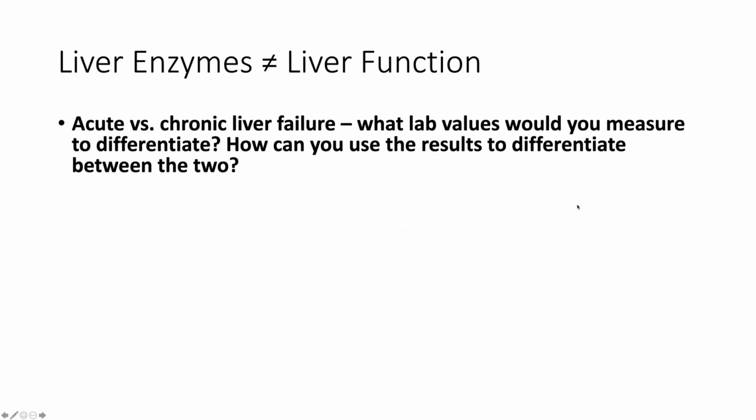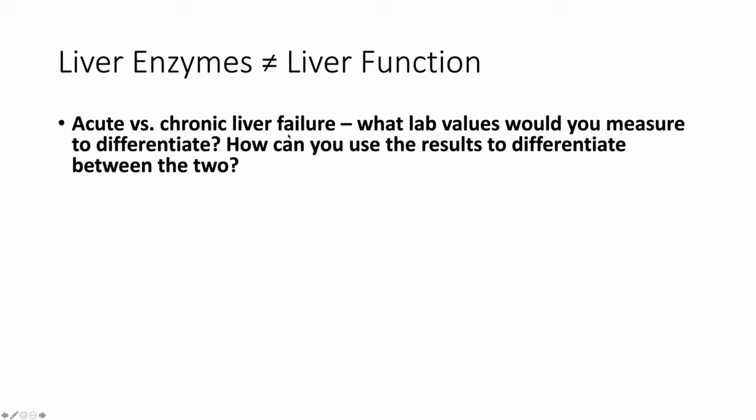Cool? All right. So Matan, acute versus chronic liver failure. What lab values would you measure to differentiate between the two, and how would you use the results to differentiate between them? So you do your AST and ALT. The ratio of the two helps you differentiate between acute and chronic, and specifically some of the causes of acute. I just can't remember the ratios offhand. I think you're thinking of alcoholic versus viral hepatitis. I am, and I know chronic fits in somewhere between the ratio of 1 and 2.